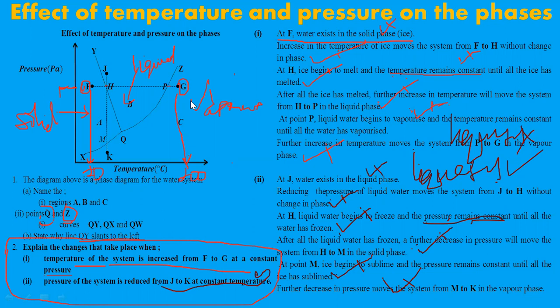At H, ice begins to melt. So you must tell us that the pressure remains constant until all the ice is molten. Are we together, Shamira? Yes. Now you tell me what happens along HJ. Further increase in pressure moves the system from H to J. That's very correct. You've struggled, but at least I know you've understood how to approach that.